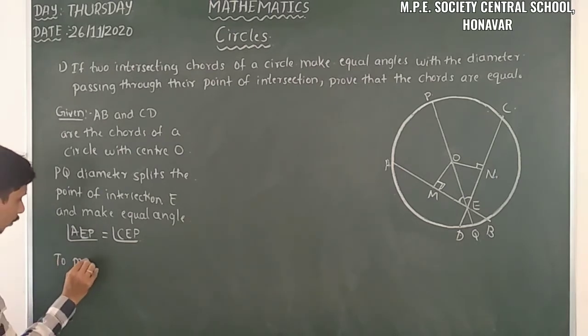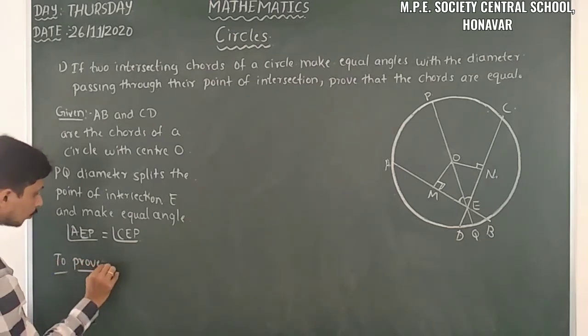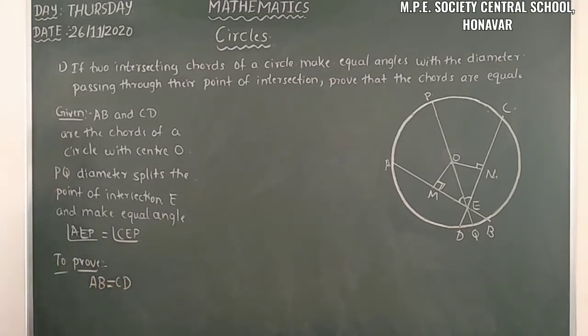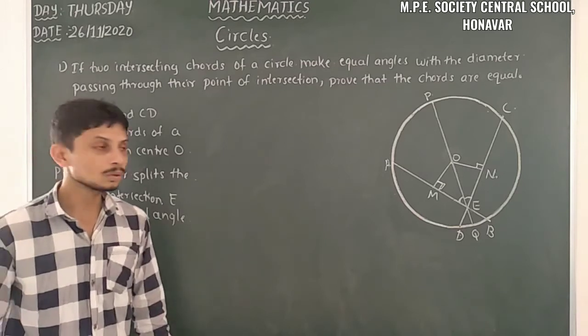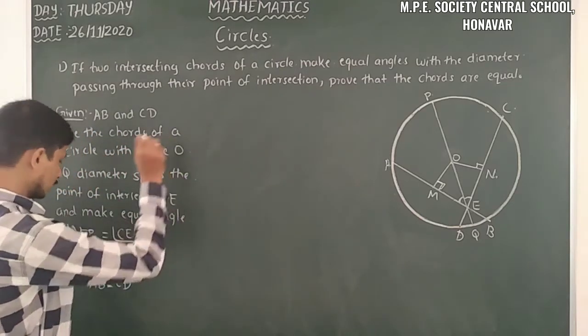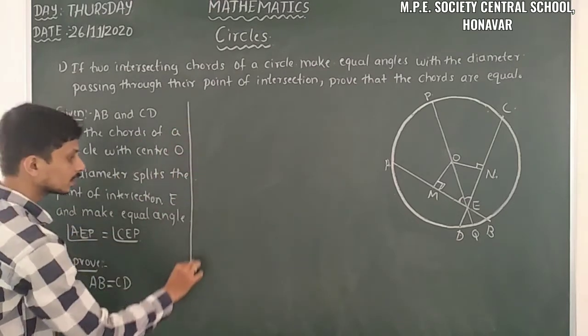To prove that AB is equal to CD. We have to prove here. Yes. Then let us take the construction. We want the construction here.